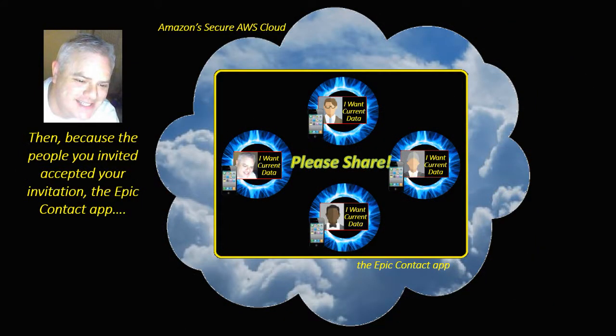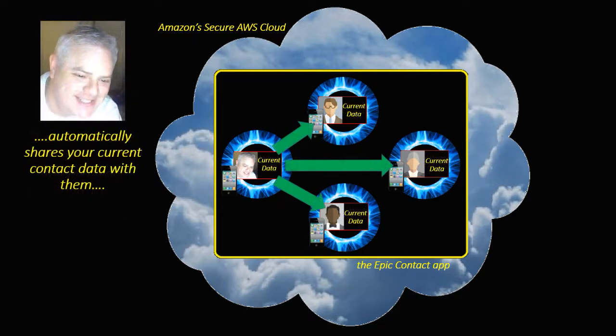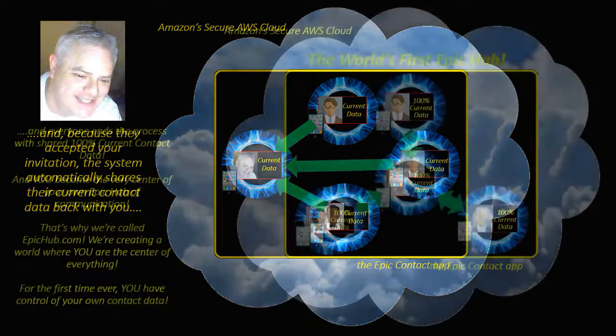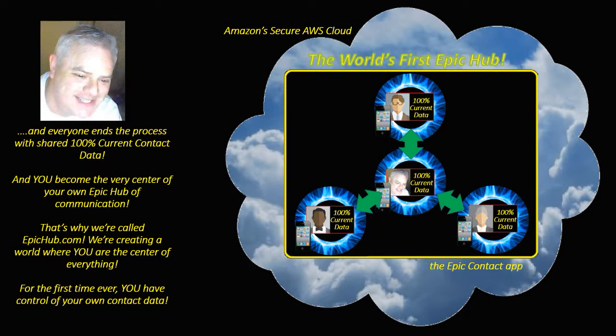Then, because the people you invited accepted your invitation, the Epic Contact app automatically shares your current contact data with them, and because they accepted your invitation, the system automatically shares their current contact data back with you, and everyone ends the process with shared 100% current contact data. And you become the very center of your own Epic Hub of communication.